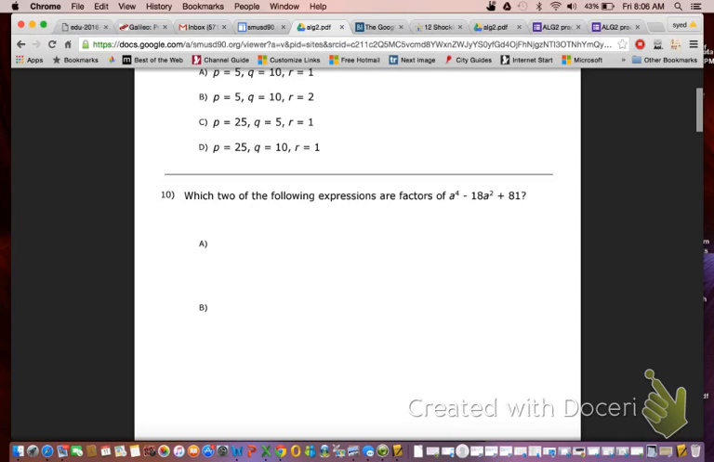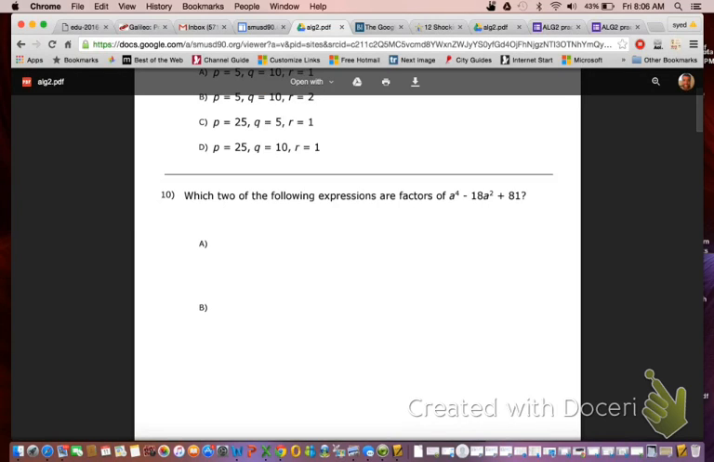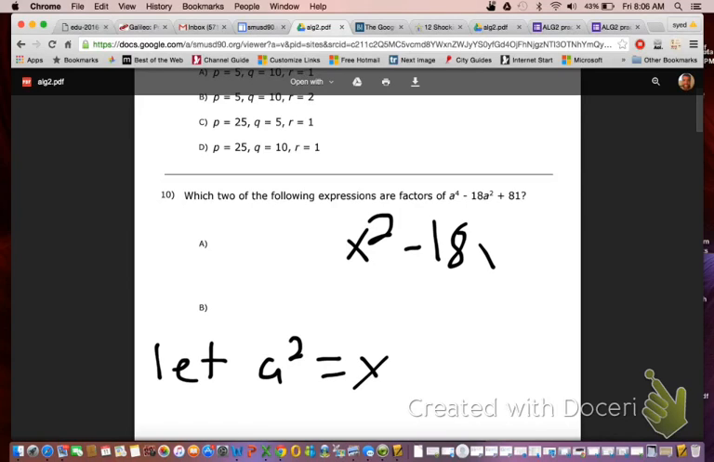Okay, this is weird, but there's a trick to doing this. There are no answer choices, but believe it or not, you probably looked at this and said, wow, I can't do that. He never taught us that. It's kind of embedded. You want to say let a squared equal x. So then this becomes x squared minus 18x plus 81. And now you can factor this and then substitute again. So there's a little trick to doing that.